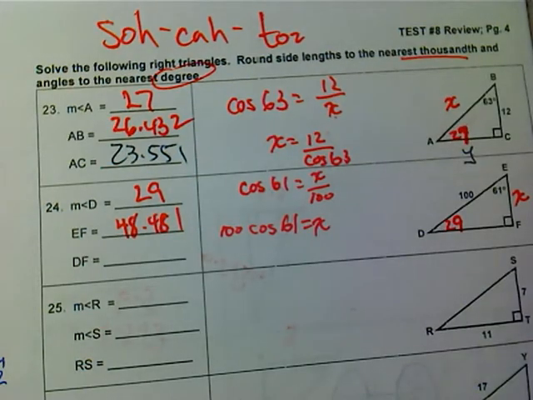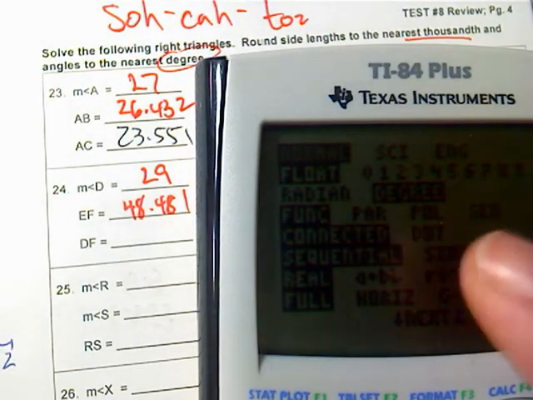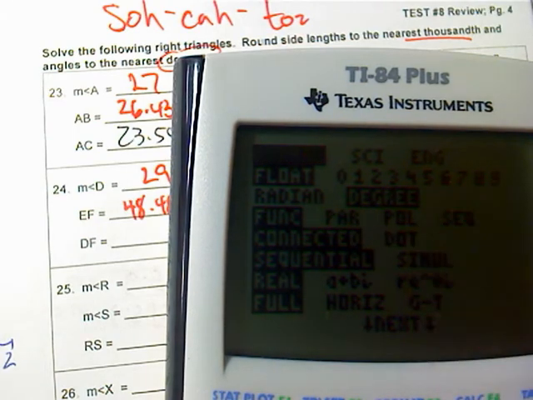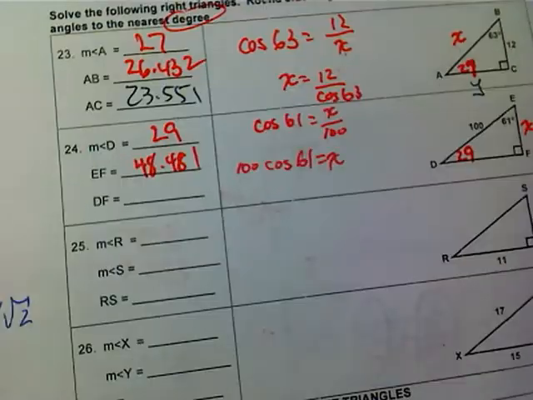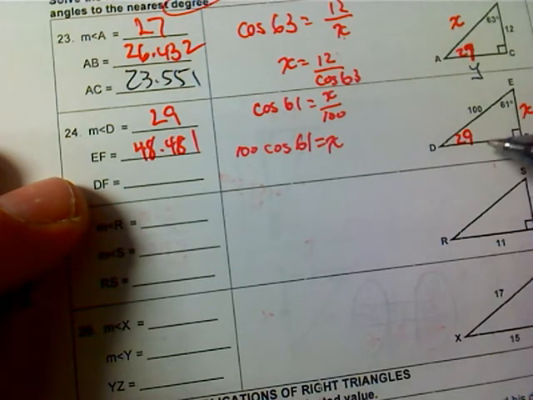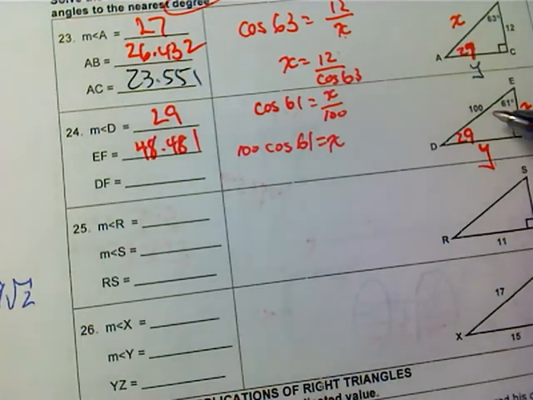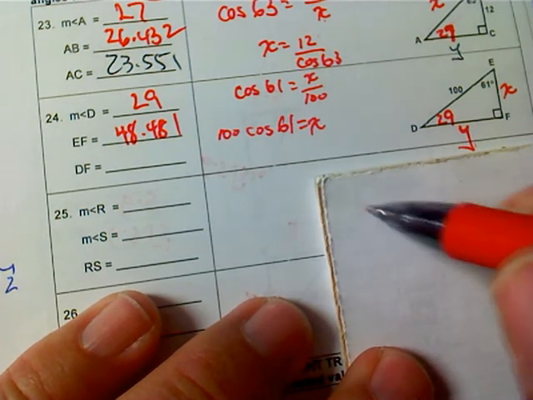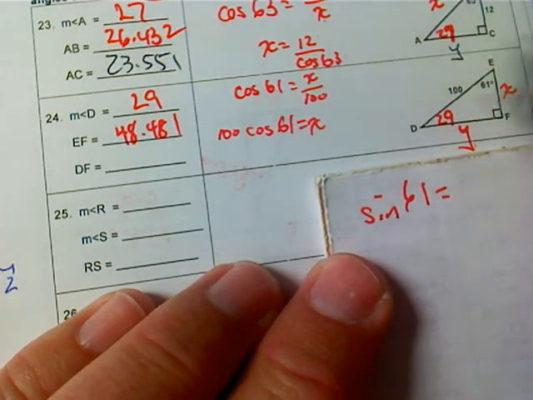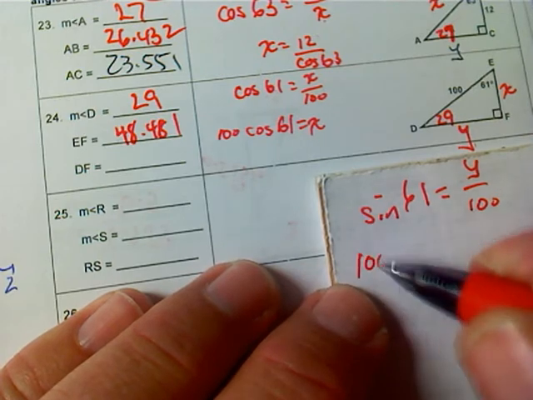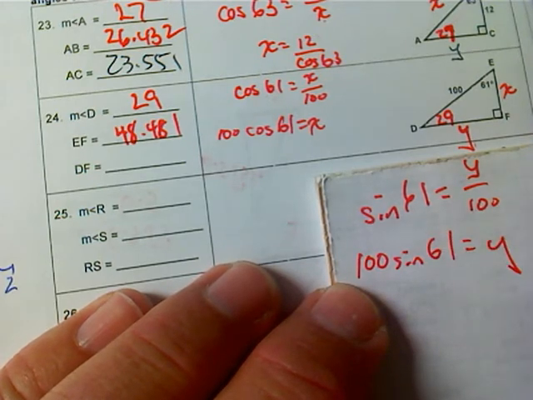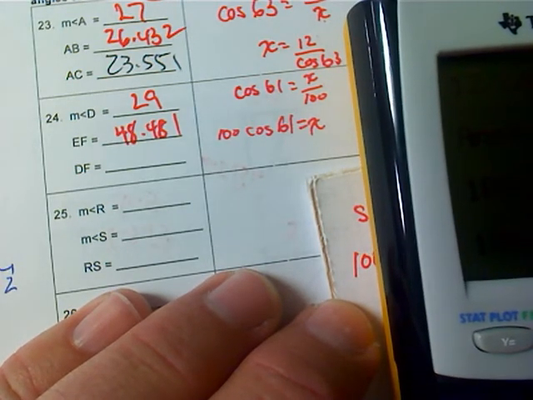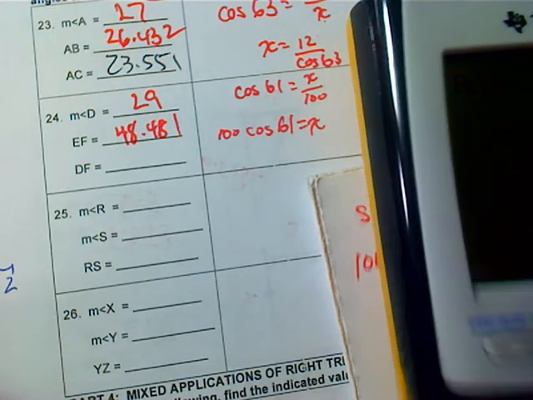And this is a good time to remind you, if you're not getting these answers, it's possible that if you hit mode, your calculator's in radians instead of degrees. Be careful with that, it needs to be in degrees. All right, so to find DF, I'm still going to go off of 61 this time, but now I've got opposite and hypotenuse. That's the sine. So now I've got the sine of 61 is opposite over hypotenuse, or 100 sine of 61 equals y. So 100 sine of 61, that's the other one, 87.462.